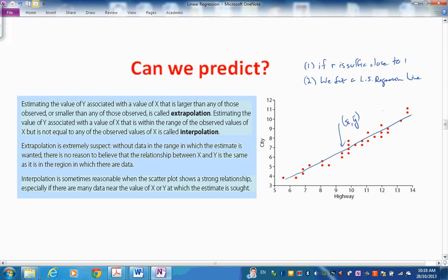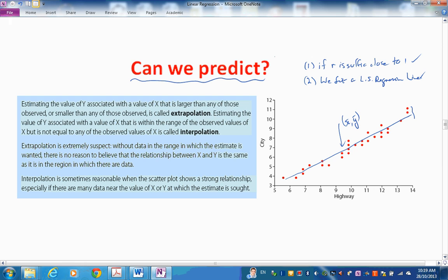Now, what can we do? Can we predict? Let's say they were fairly closely associated, which is this set of data here. We've fitted a line. Now what are we going to do with it? Can we use it to predict anything, even if they're tightly associated and we've got a pretty good model there?